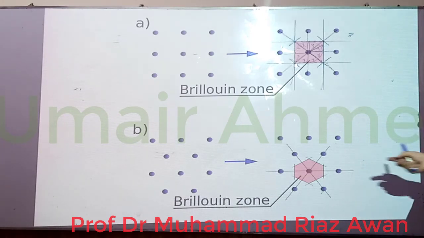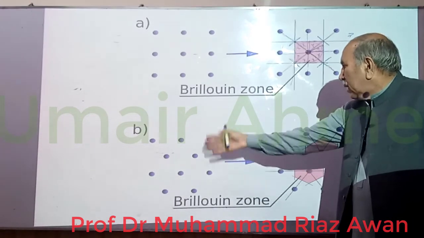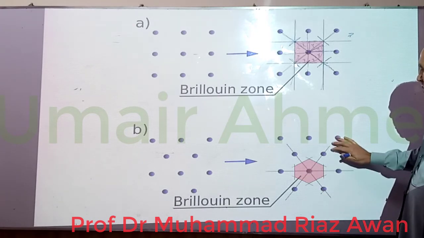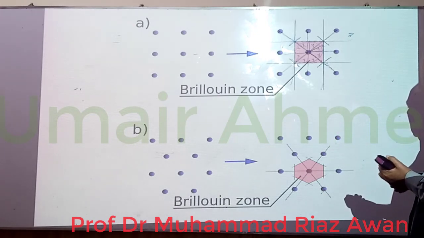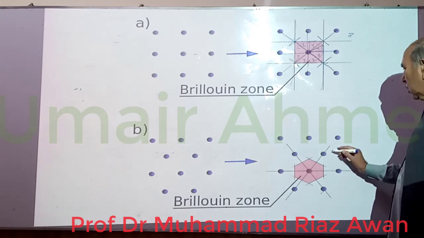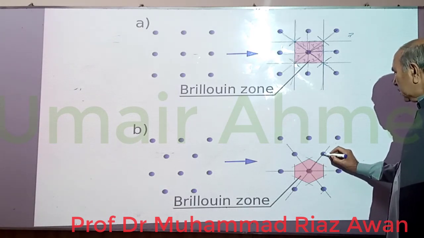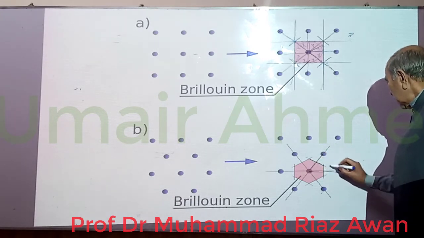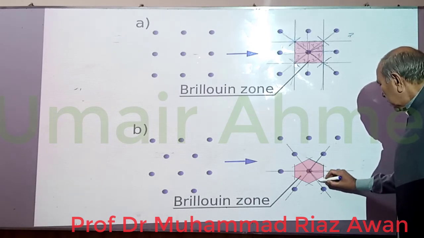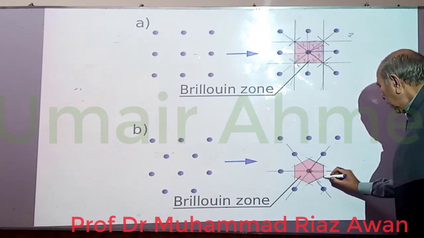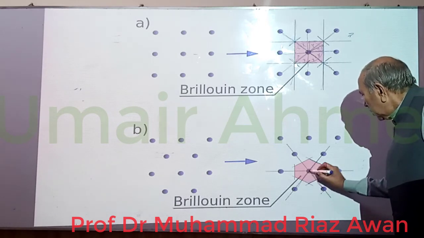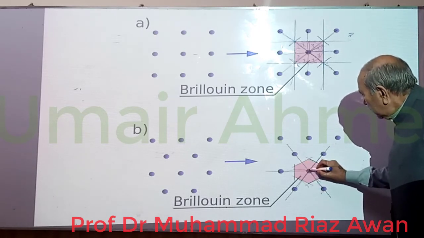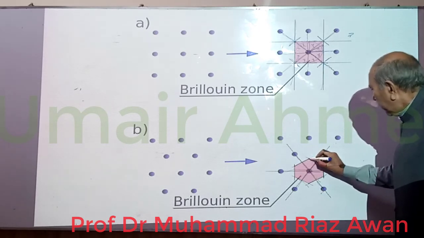Similarly, if I have this type of lattice, I can draw the reciprocal lattice from this, which will be like this. And in this reciprocal lattice, again, I will draw the Brillouin zone, which will be like this. You can see, this is the reciprocal lattice vector. This is the perpendicular bisector. This is the reciprocal lattice vector. This is the perpendicular bisector. Similarly, this is the reciprocal lattice vector, and this is the perpendicular bisector, and exactly the same way, this is also a perpendicular bisector.